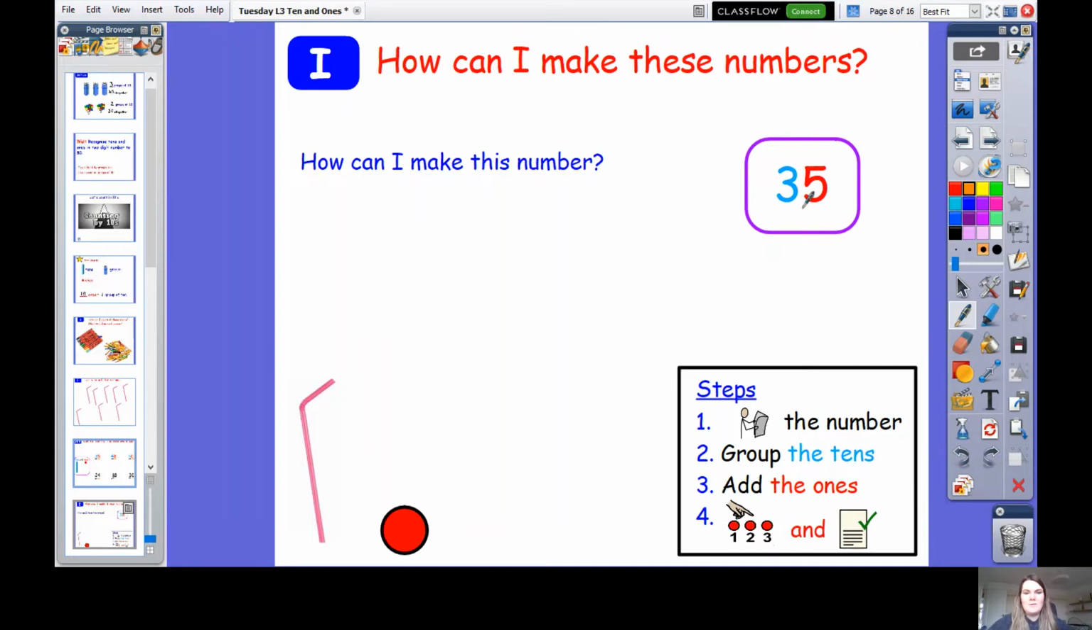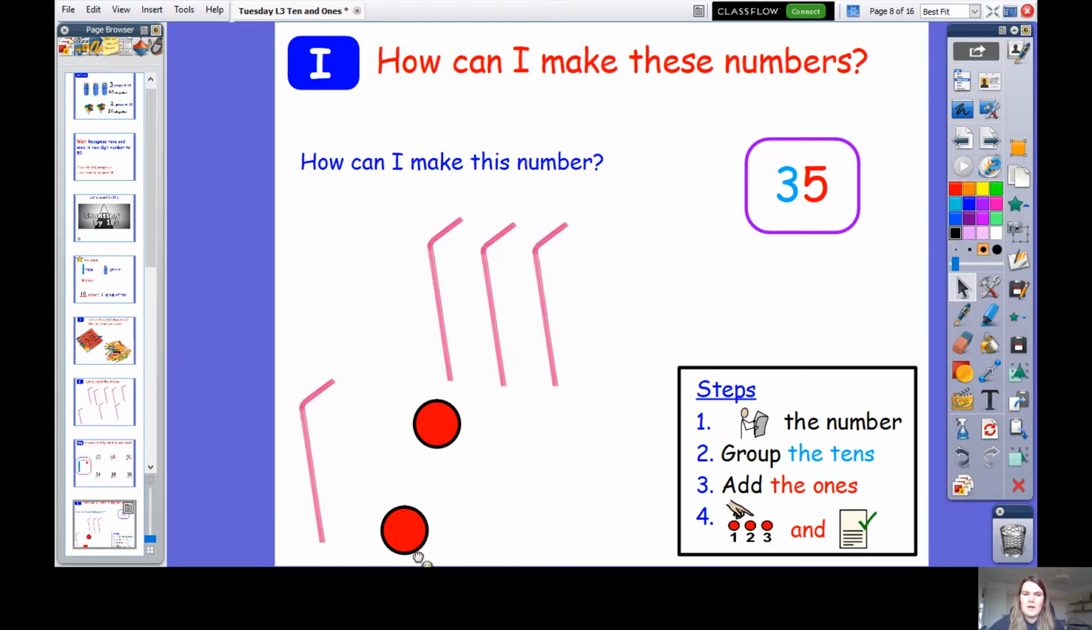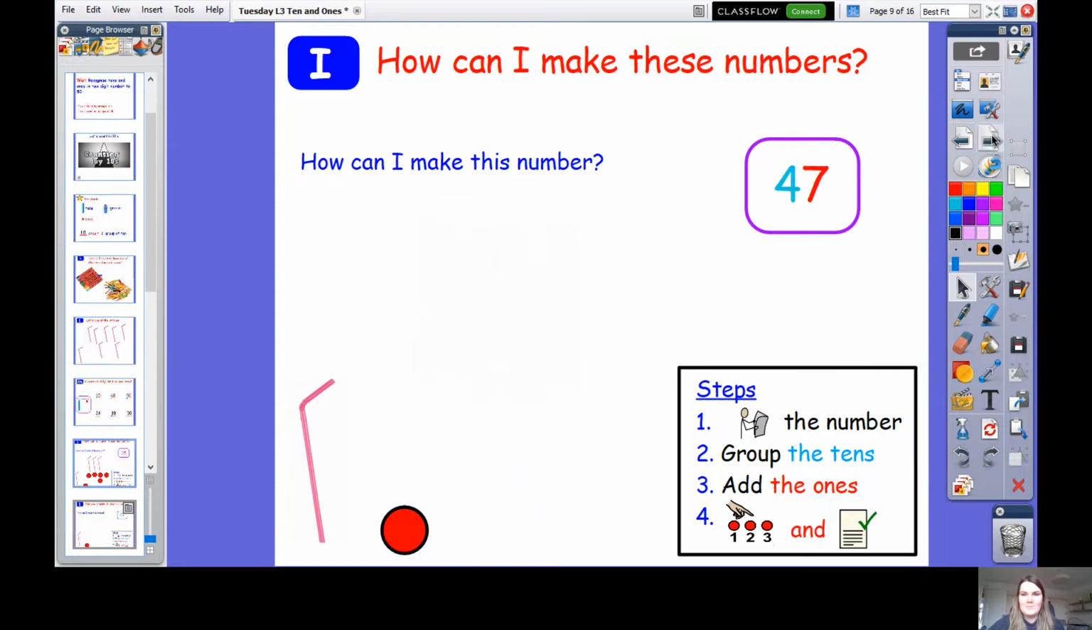Fantastic. And if I was using straws and counters, I could take 10, 20, 30, and how many counters would I need? I'd need 5. Well done. 1, 2, 3, 4, 5. Have I made 35? I have indeed. Great work.